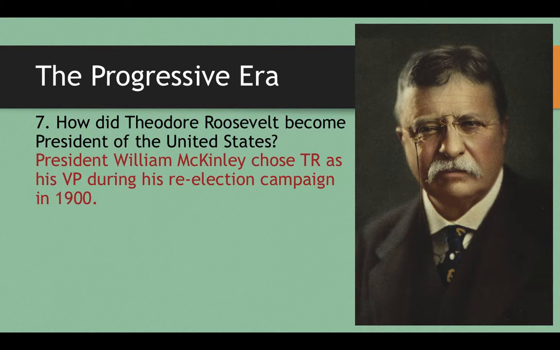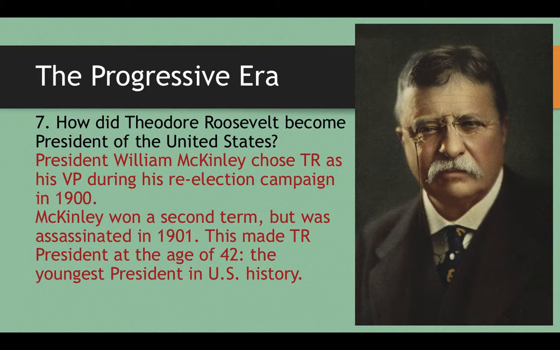Now, he became the president of the United States when President McKinley died. So McKinley had already been president for a full term, and Teddy Roosevelt was not his vice president for the first term. But going into his second term, McKinley chose TR as his vice president in 1900. So McKinley won a second term, but just a few months into his second term in 1901, he was assassinated, and this made TR president at the age of 42.